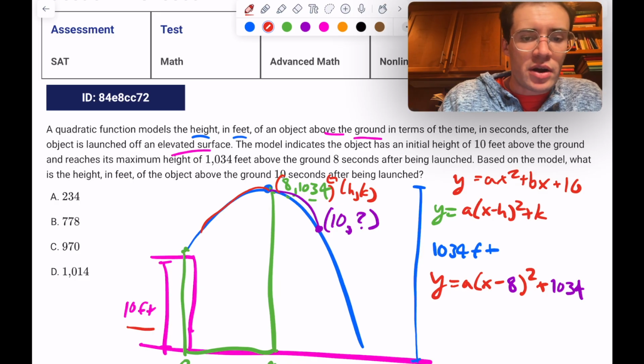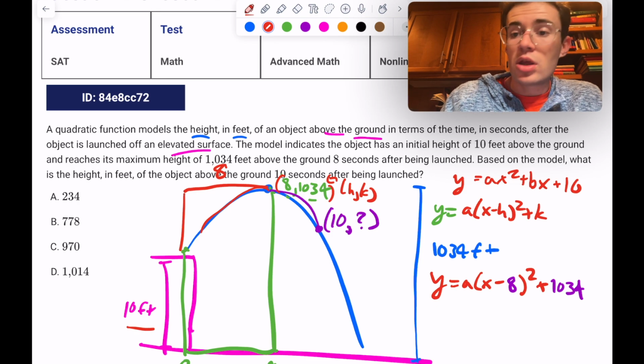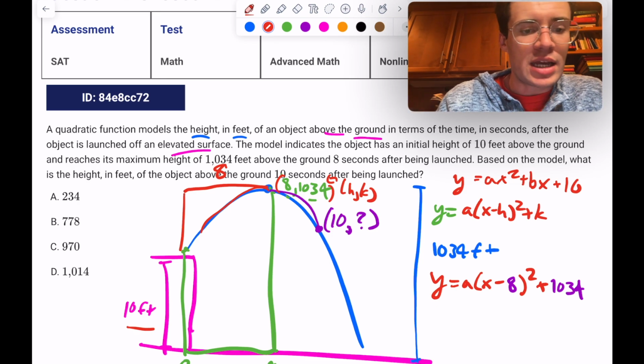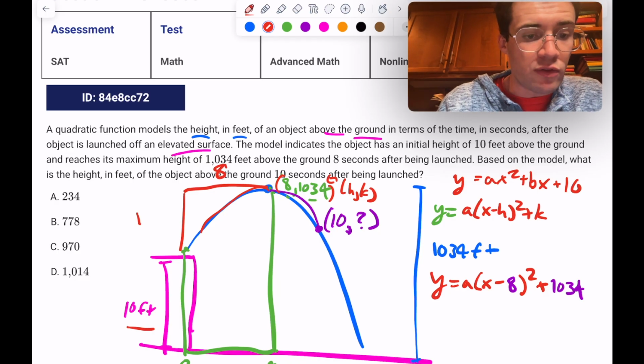But we could figure out how much it changed. So when you went over 8, so 8 to the left, normally you'd expect that to go down 64 if it was just -1 as your a value. But instead of going down 64, it's going down 1024.